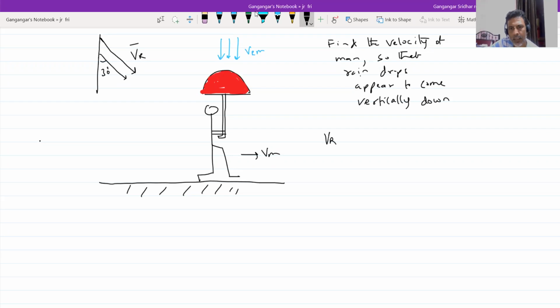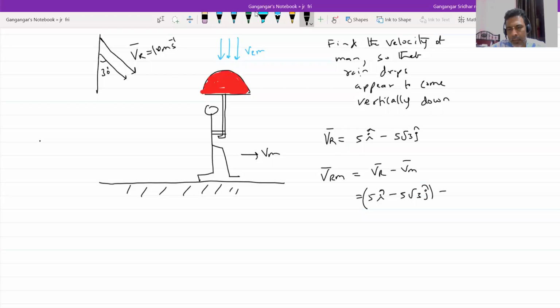Velocity of rain equal to, this was 10 meter per second. Like the previous problem, so 10 sin 30, 5 i cap, 10 cos 30, so 5 root 3 j cap. Okay, this is the velocity of rain. The velocity of man is v i cap. Now look at the things carefully. What is the VRM bar? VRM bar should be equal to VR bar minus VM bar, which is equal to 5 i cap minus 5 root 3 j cap minus VM.